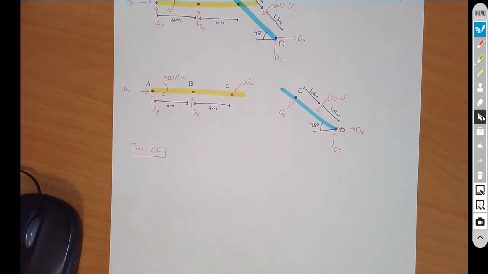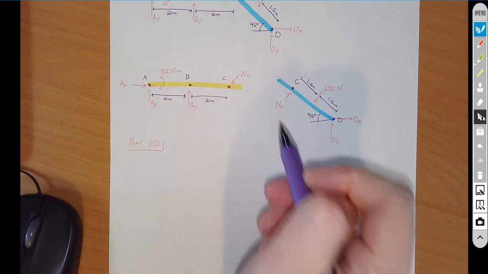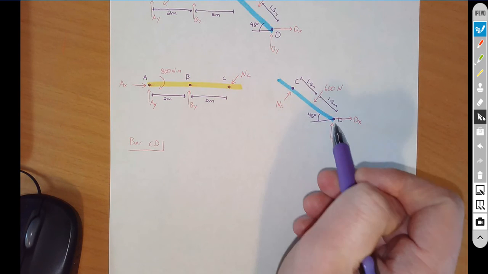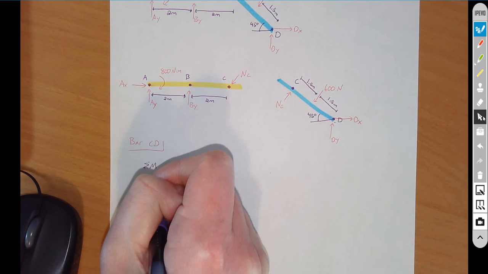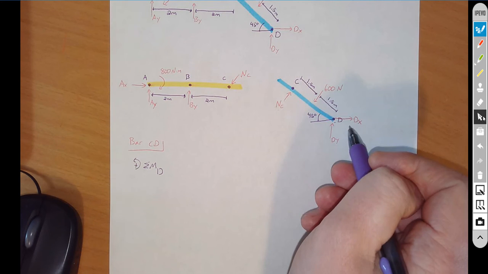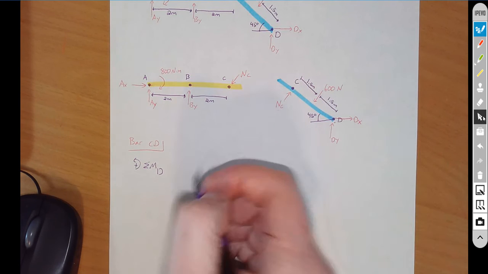Let me switch pens here. So bar CD, we only need to find the normal at C. So I don't want to do forces in Y or forces in X. Instead, I'm going to do moments about D. So we do the sum of moments about D. That will eliminate these from the equation. They won't show up because they can't produce a moment about the point that they're acting at.